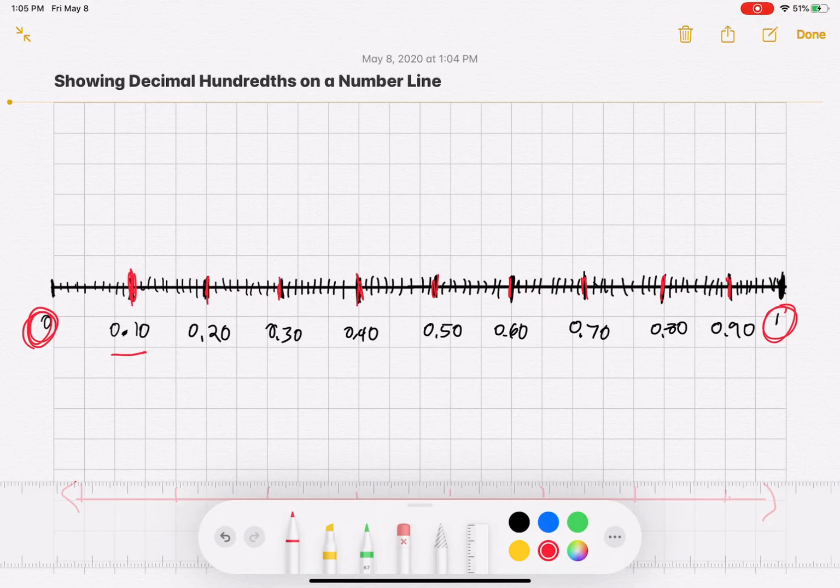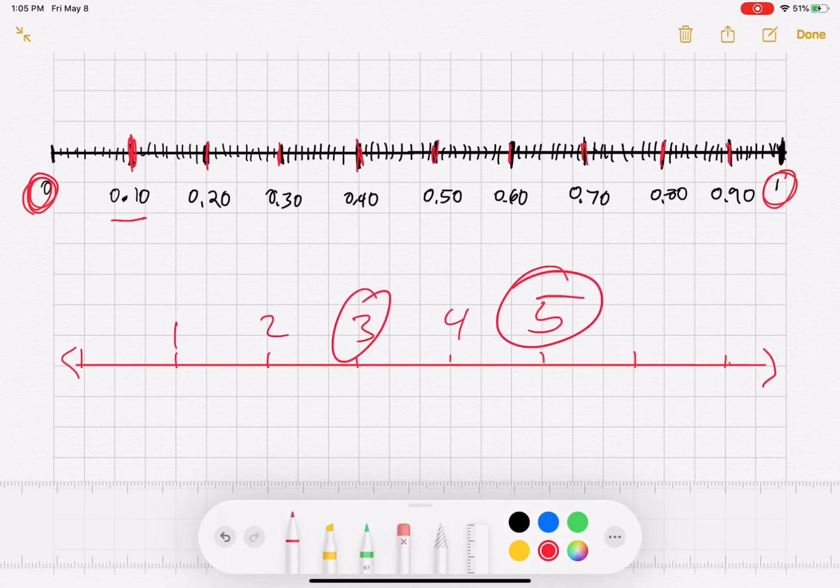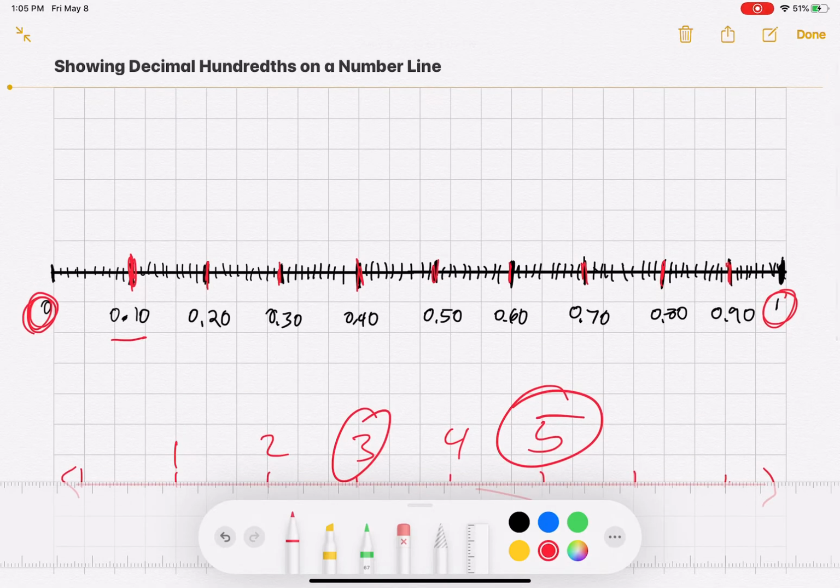Okay, so numbers are placed on a number line in a way so that the numbers to the right are always greater. That is something that will always hold true. Okay, so if I draw another number line and it's 1, 2, 3, 4, 5, I always know that 5 is a bigger number than 3, and I can see that very easily on a number line because it is always to the right.